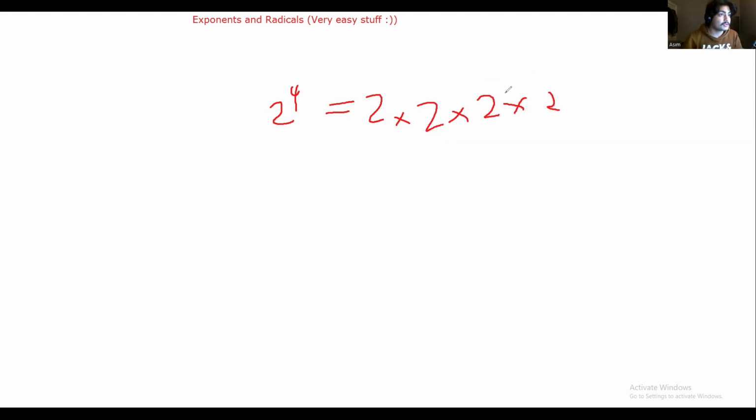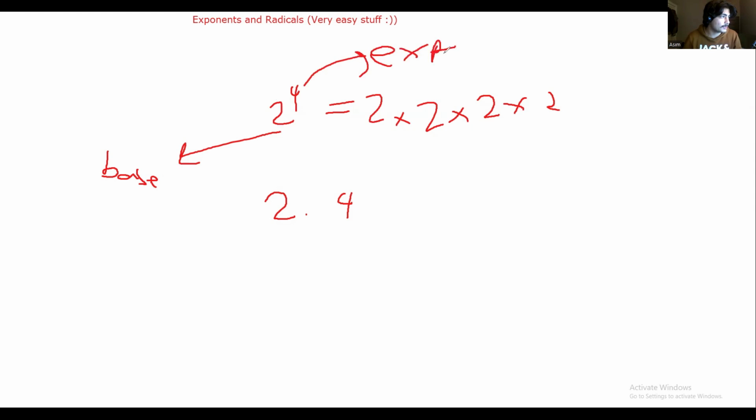So about exponents, there's a very common mistake. Many people tend to make this mistake, especially if you just started learning exponents. What they usually do is 2 times 4, because they just take the base. This is what we call the base, and this is what we call the exponent. And they just multiply the base with the exponent, which in this case will be 2 times 4, and then they say 8. But is this equal to 8? Definitely not, guys. So you have to make sure you don't make this mistake.